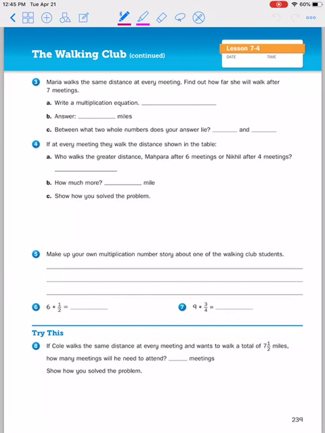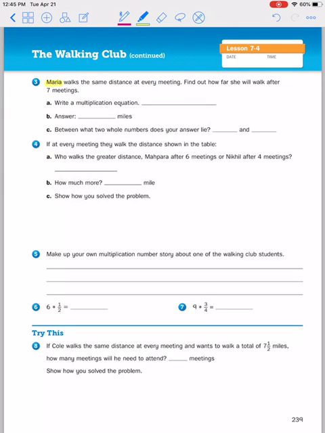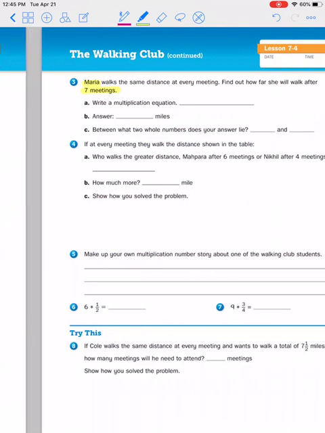Okay, problem number 3. Maria walks the same distance at every meeting. Find out how far she'll walk after 7 meetings. So let's go to the next page and find out how much Maria walks. So Maria, each meeting goes 4/3 of a mile.